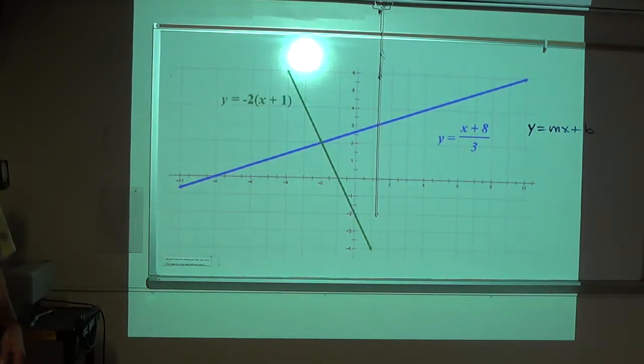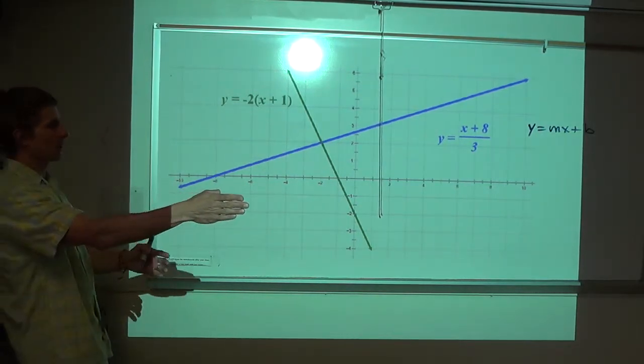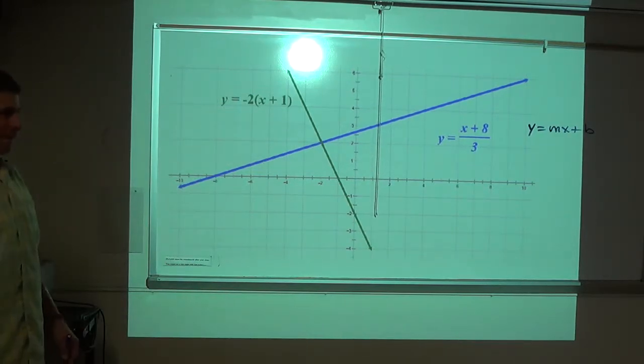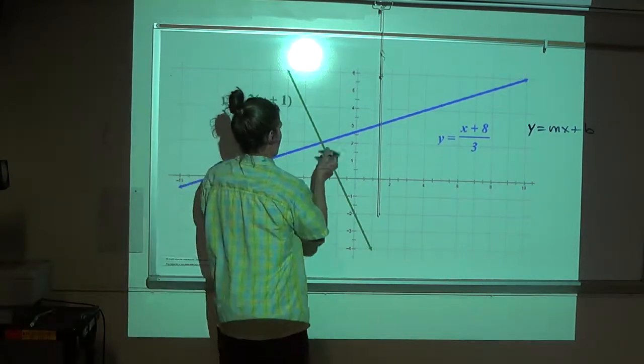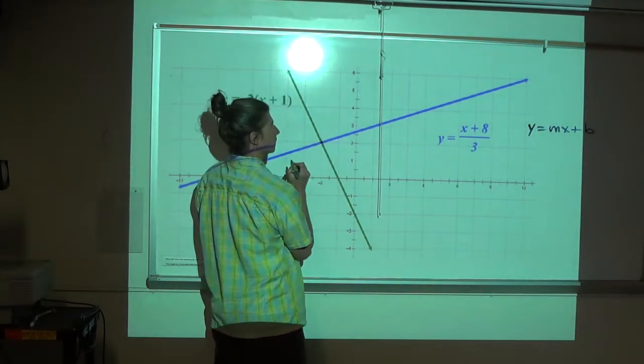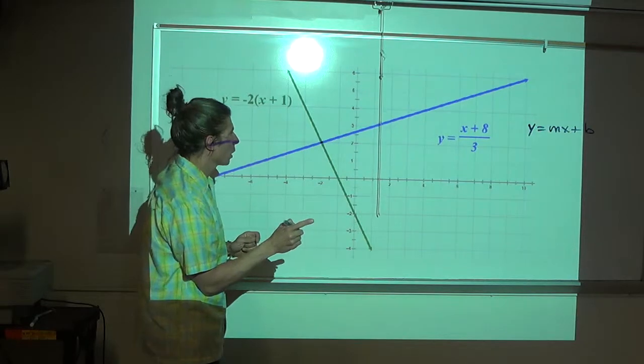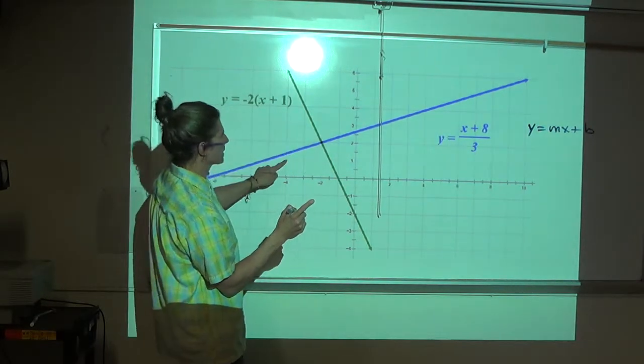Could you pull the slope off the graph without even using the equation? Carrie, go. How'd you do it? I found where they intersected. Oh, good. Right here? Anywhere. And then find where they intersect again. When you say they, what do you mean? Where the line intersects. They only intersect here once.